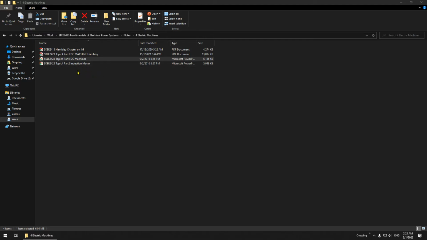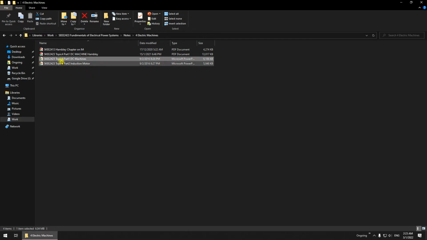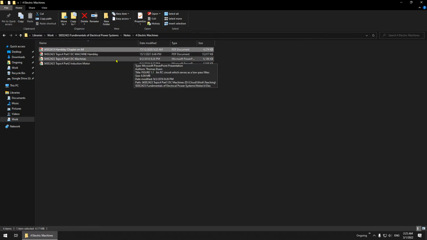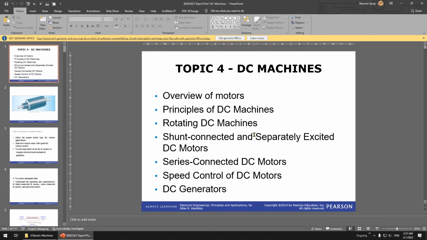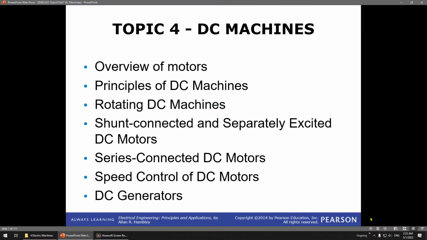And so we start with the first part. You have two parts. The first one is the DC machine and then the induction machine. You also get the book, the textbook here. The PDF is the textbook, and this one is the lecture note. So let me set this first.